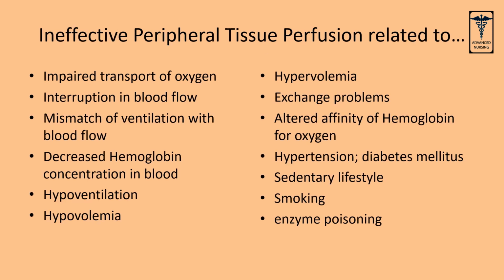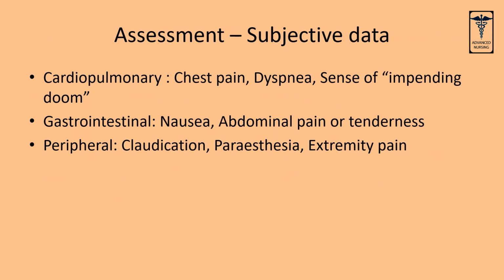Ineffective peripheral tissue perfusion related to impaired transport of oxygen, interruption in blood flow, mismatch of ventilation with blood flow, decreased hemoglobin concentration in blood, hypoventilation, hypovolemia, hypervolemia, exchange problems, altered affinity of hemoglobin for oxygen, hypertension, diabetes mellitus, sedentary lifestyle, smoking, enzyme poisoning.